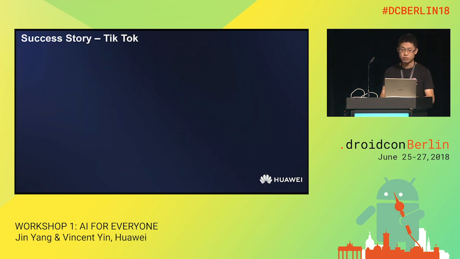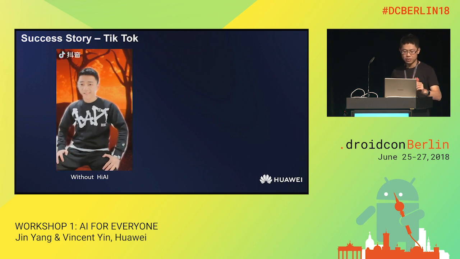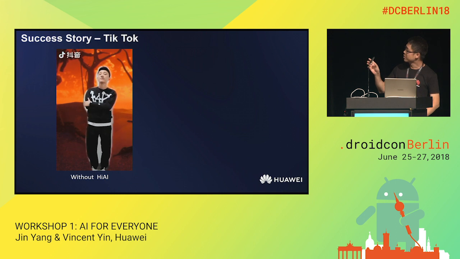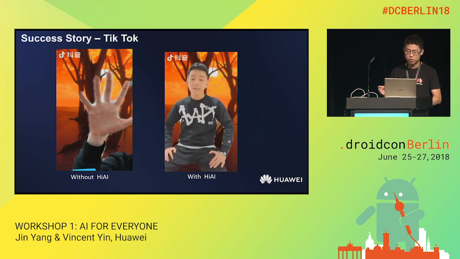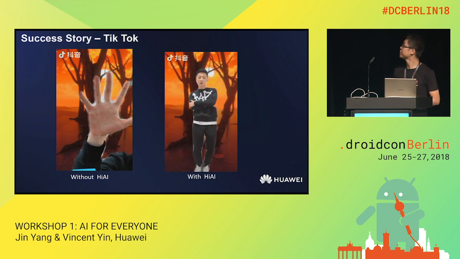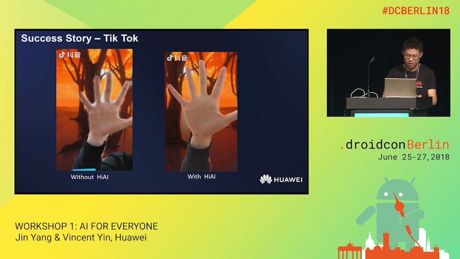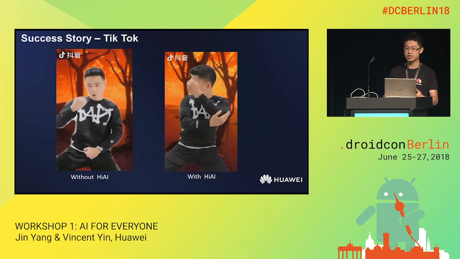Let's look at the left video. Without HiAI, TikTok runs on Samsung S9. Please watch carefully the edge of the finger, the hand and the leg. You will find the precision of segmentation is not good. Okay, with HiAI, let's have a look at the right video. You will find the precision of segmentation is much better. Okay, let's look at them at the same time again. They have a big difference in the precision of segmentation.